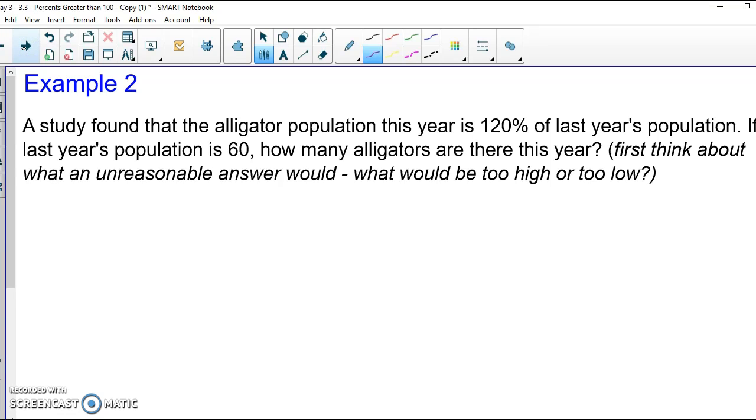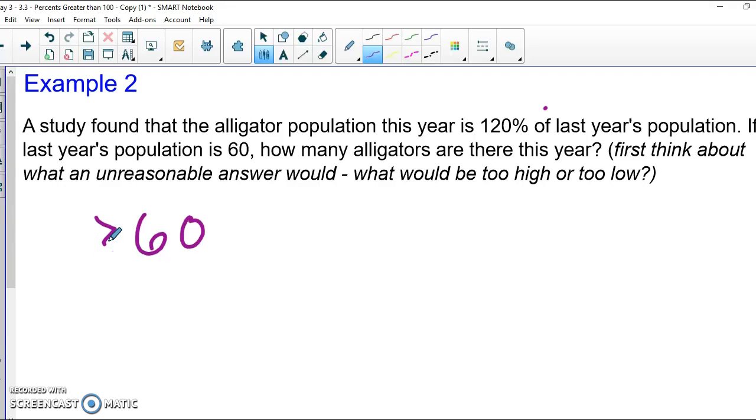So one last example here. A study found that the alligator population this year is 120% of last year's population. So I see the word of, so I'm thinking multiplication. If last year's population is 60, how many alligators are there this year? So first think about what an unreasonable answer would be. What would be too high or too low? So last year's population is 60. I'm looking for 120% of 60. So 120% is more than 100. 100% would be all of 60. So my answer better be greater than 60.